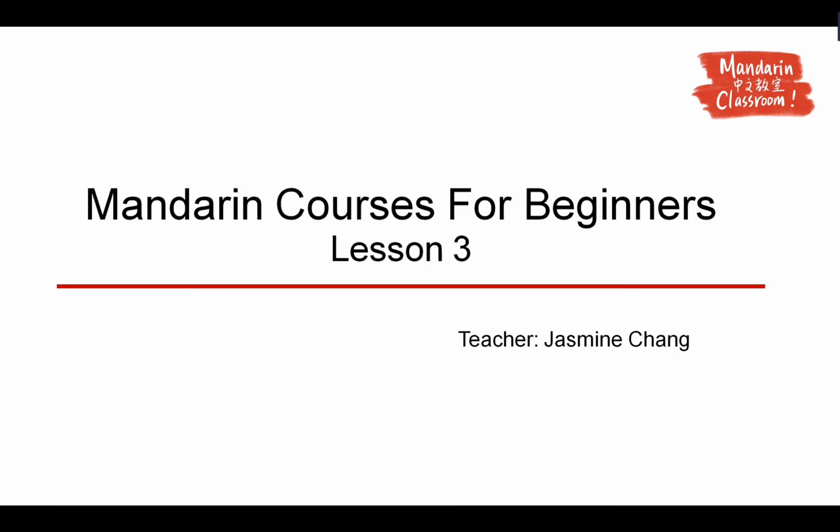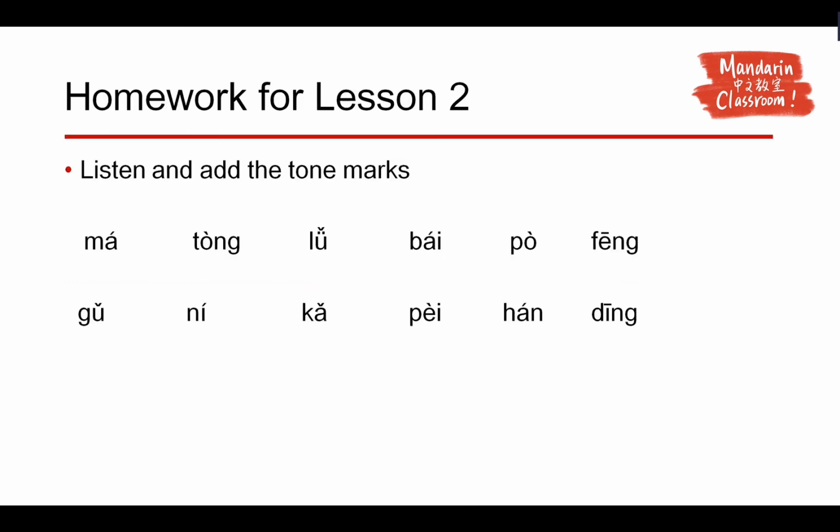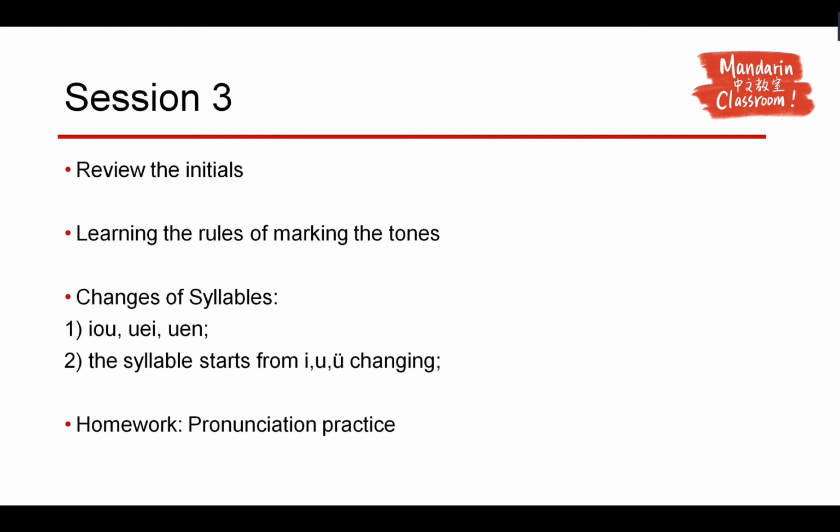Today we're going to learn the third lesson of Mandarin pronunciation courses. So firstly, I will give you some time to check the homework for lesson 2. And then we're going to see the instruction of session 3. So we have 4 parts for this class. Firstly, we're going to review the initials, and then we're going to learn the rules of marking the tones and know the changes of syllables. At the end of the class, I will give you the homework about pronunciation practice.